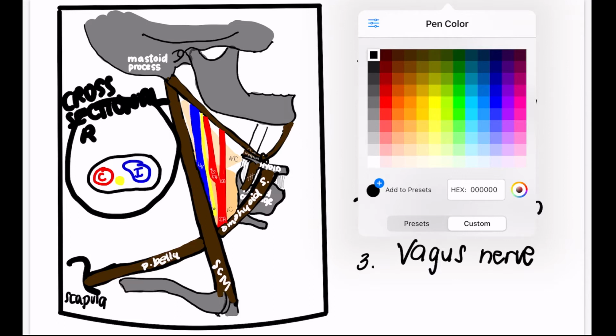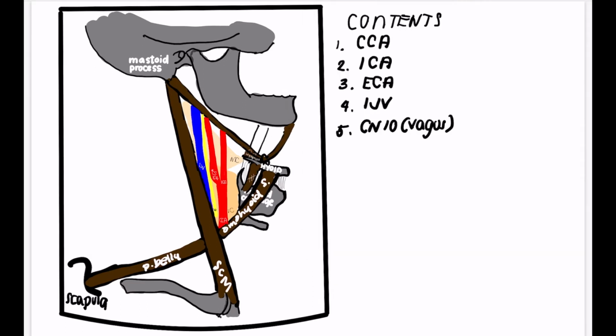It is also important to note that that is the common diagram of the carotid sheath, but however, I'd like to emphasize that in Cummings, the contents of the carotid sheath are the following: the carotid artery, the internal jugular vein, the vagus nerve, and the ansa cervicalis nerve. Alright, we're now done with the common carotid artery, the internal carotid artery, the external carotid artery, the internal jugular vein, and the vagus nerve.